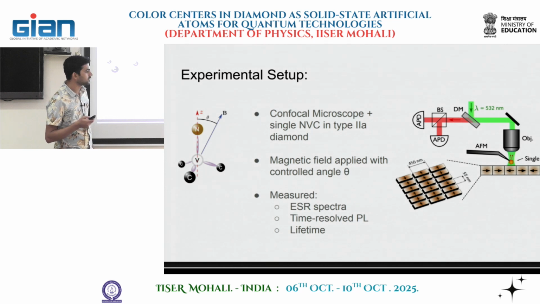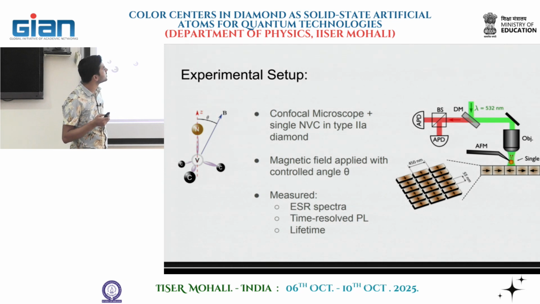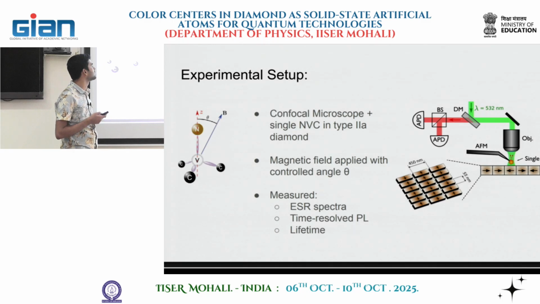So the experimental setup is as follows. You can see the confocal microscope here, plus the single nitrogen vacancy centers in type 2A diamond, which is a very pure form of diamond. The magnetic field is applied at a controlled angle theta, and we try to measure the ESR spectra, time-resolved photoluminescence, and the lifetime.